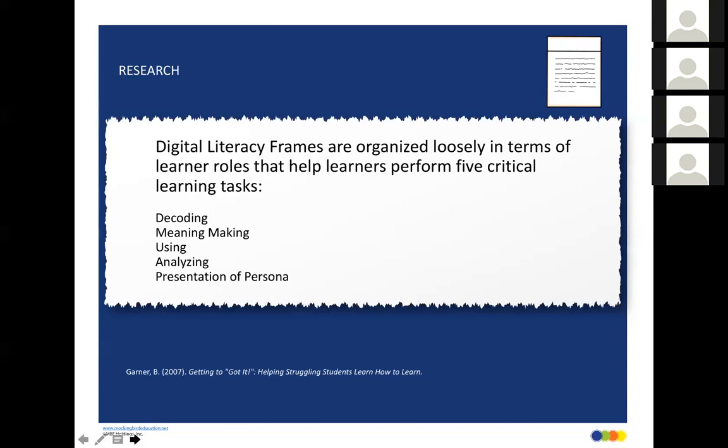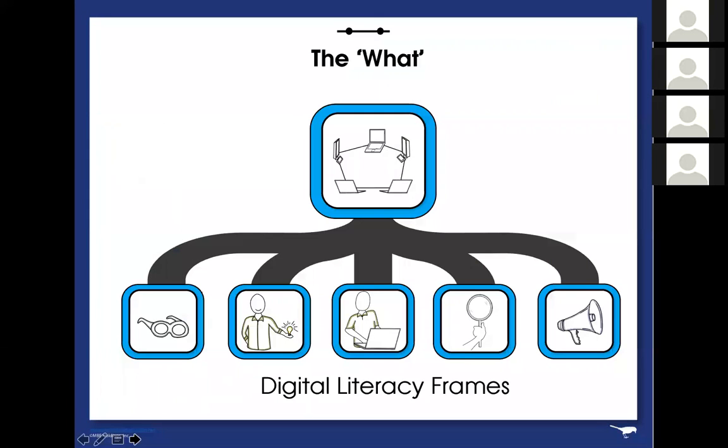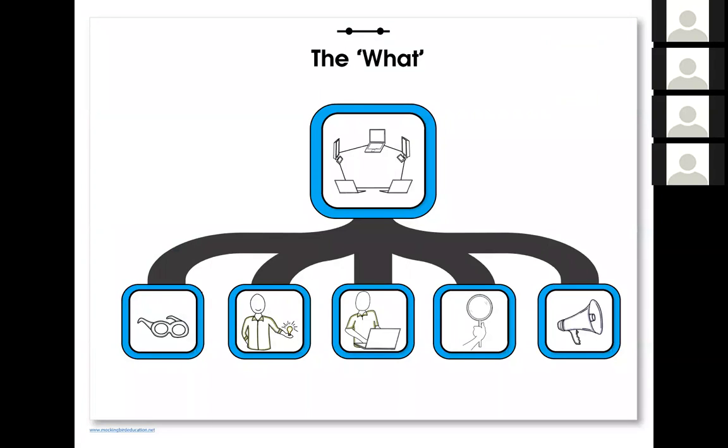I'm going to walk us through a little bit about these frames. So these are what the frames look like. Mockingbird has a whole other part of our curriculum that talks about why they need to be visual and how visual tags help us remember. But that first one with the glasses, that's really decoding. How do we break things down, and how do we actually look at the technology for what it is and know how to navigate it? How do we make meaning from things? How do we use technology? How do we analyze what we're using? And then how do we present ourselves from persona?